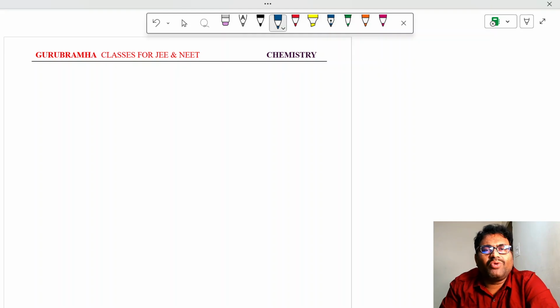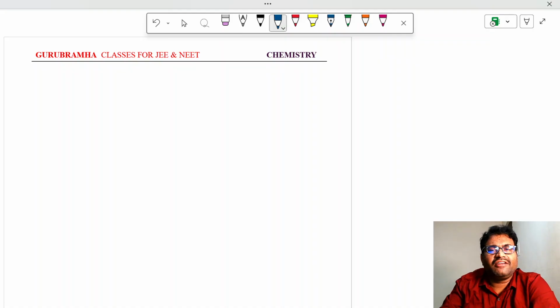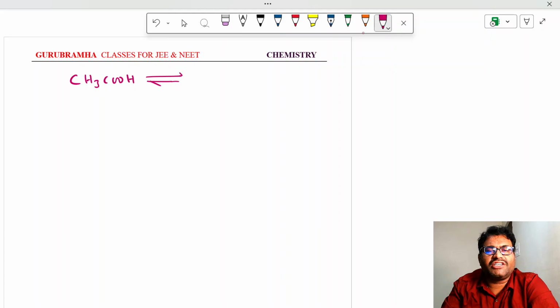So what law are we applying here? Ostwald dilution law. Why are we applying the Ostwald dilution law? Because it can be applied for weak electrolytes like weak acids and weak bases. That is what we are seeing here. Let us take acetic acid, CH3COOH. As it is weak, there is both a forward direction reaction and a backward direction reaction: CH3COO minus plus H plus.